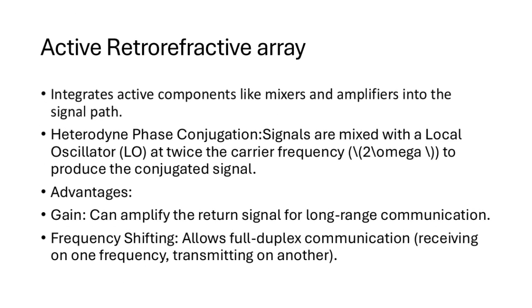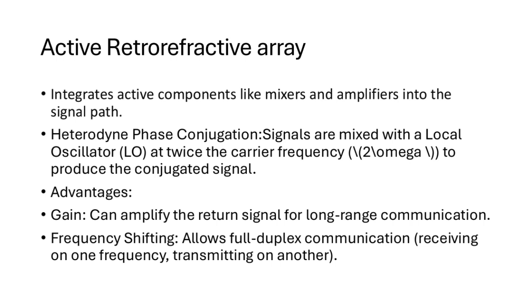There are two types of retrodirective array. The first is the active retrodirective array. The second is the passive retrodirective array. First we are going to discuss the active retrodirective array. In that we need to integrate active components like mixers and amplifiers into the signal path. That is the concept of the active retrodirective array.